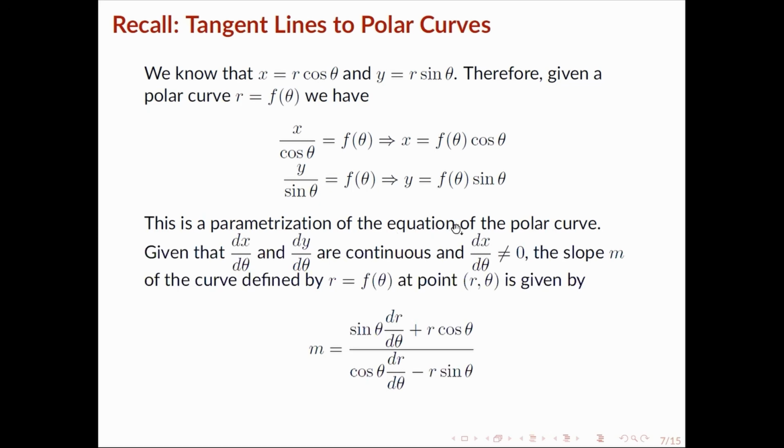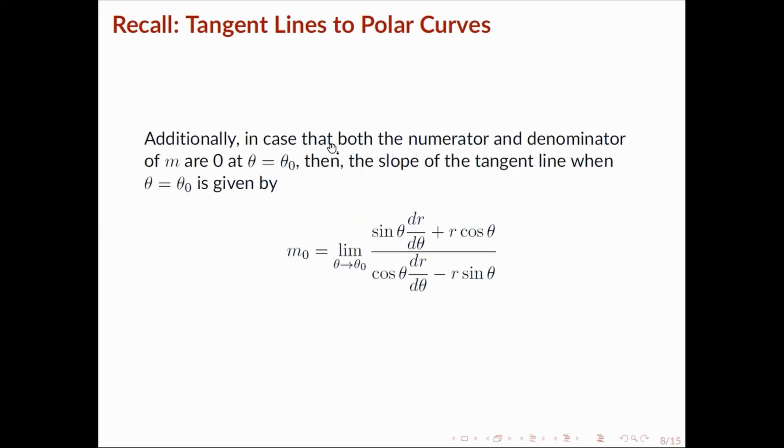This is called the parameterization of the equation of the polar curve. Then, the slope is given by m equals sine theta multiplied by the derivative of r with respect to theta plus r cosine theta, all over cosine theta multiplied by the derivative of r with respect to theta minus r sine theta, given that the derivative of x and the derivative of y with respect to theta are both continuous, and the derivative of x with respect to theta is not equal to 0.